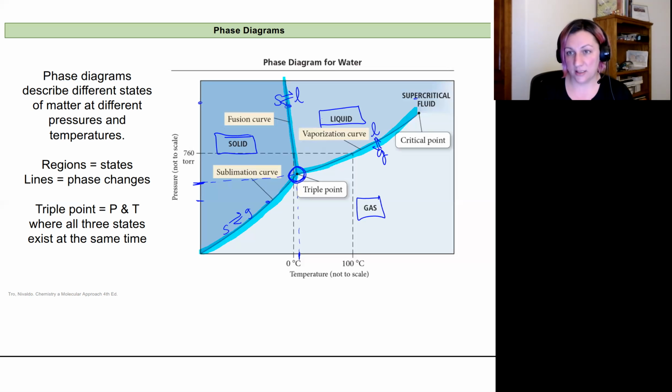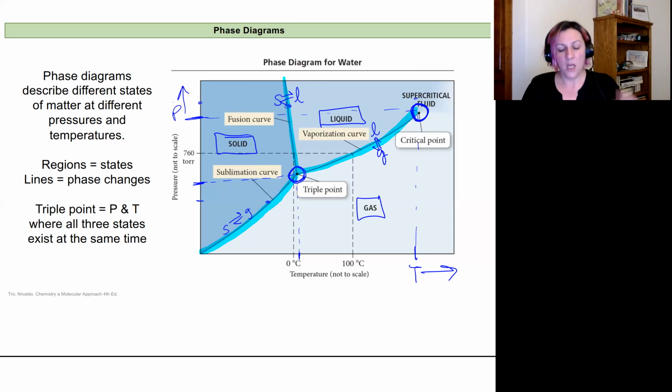Now, this other point that's super interesting is right here, and it's called the critical point. The critical point is a point beyond which we don't really have a gas or a liquid anymore. So at temperatures above a specific temperature, and this is dependent on the compound, and above a specific pressure, you'll have a supercritical fluid, which is a combination of both a liquid and a gas. It has properties of both phases without being either phase at all. And so in this region right here, I'll highlight it, we have a supercritical fluid.